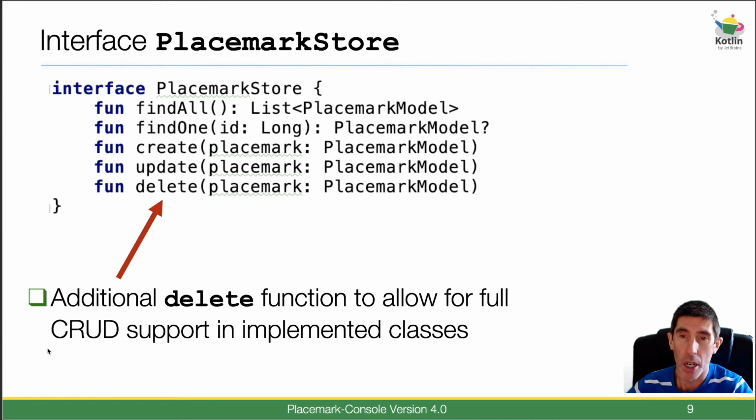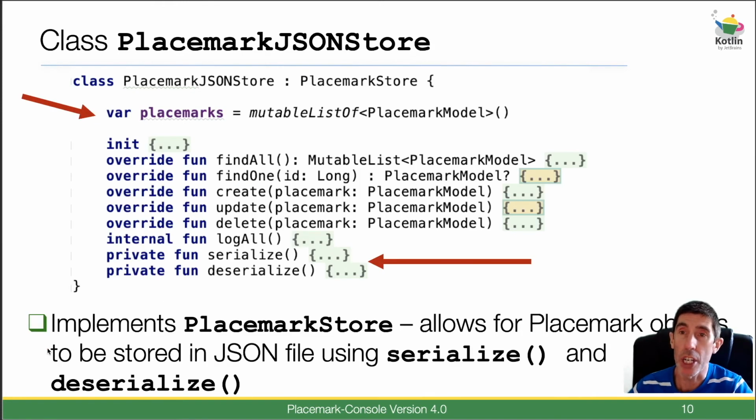In terms of the PlaceMark JSON store, remember in the last version we had our PlaceMark mem store implementing the PlaceMark store interface. Here we now have our PlaceMark JSON store implementing the PlaceMark store interface, and this will allow us, with very little changes, to swap in and swap out that different kind of support. Okay, and we'll see that in the lab, and we will see something similar in the Android labs as well. Just a couple of points to note there too.